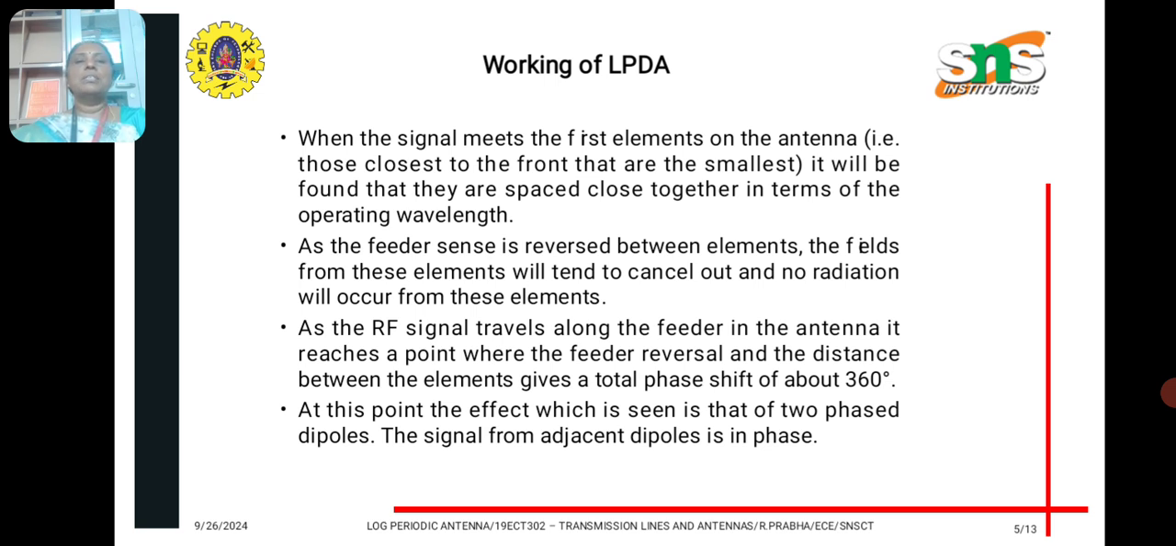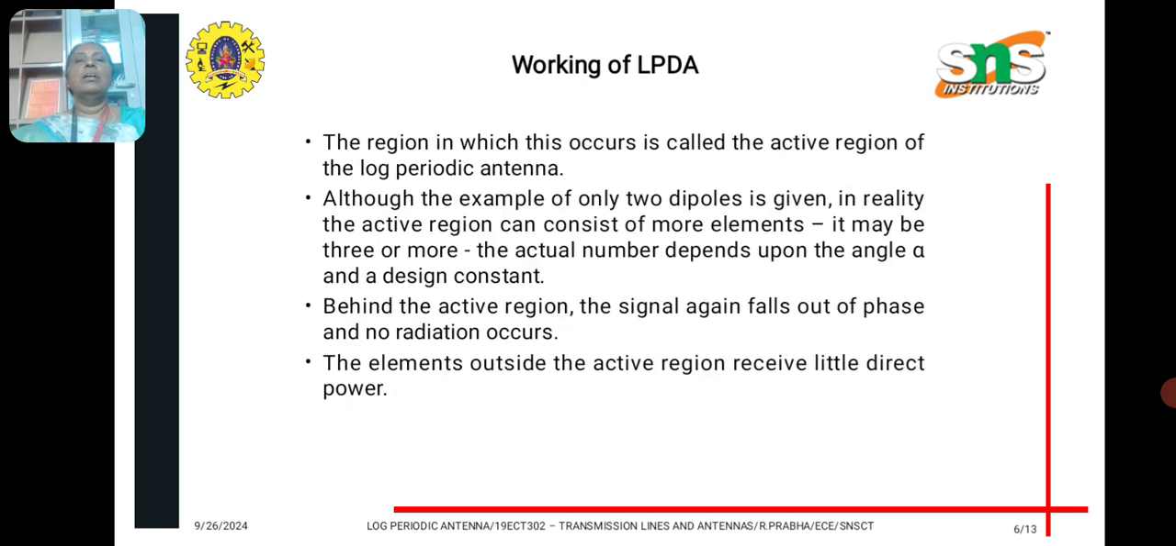So the RF signal travels along the feeder in the antenna. It reaches the point where the feeder reversal and the distance between the elements gives a total phase shift of about 360 degrees. At this point, the effect which is seen is that of two phased dipoles, so the signal from adjacent dipoles is in phase. The region in which this occurs is called the active region of the log periodic antenna.